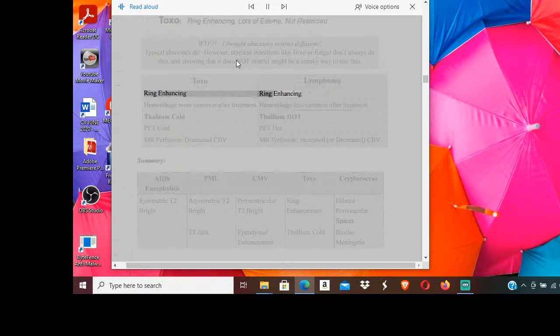Toxo versus lymphoma: ring enhancing, hemorrhage more common in lymphoma after treatment, hemorrhage less common in toxo. After treatment, toxo is thallium cold, PET cold, MR perfusion decreased CBV. Summary: AIDS, PML asymmetric T2 bright, encephalitis symmetric T2 bright.